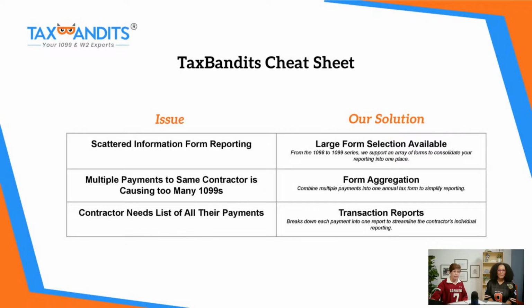The cheat sheet: if you have an issue with scattered information from reporting, we've got a large form selection available from 1098 to 1099 series. Multiple payments to the same contractor, you can use our form aggregation. And if a contractor needs a list of all their payments for their record keeping, we have the transaction report available.